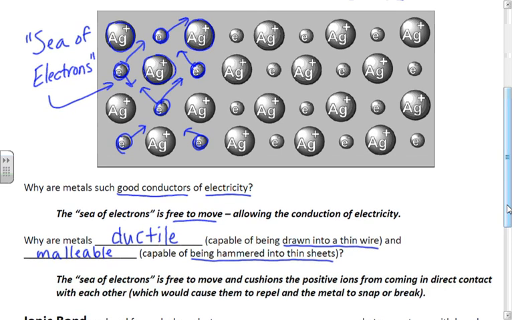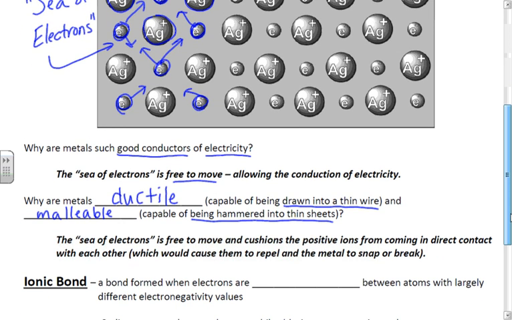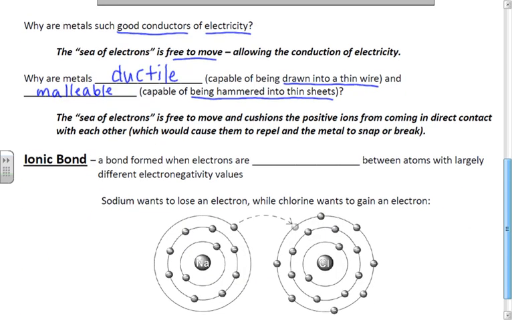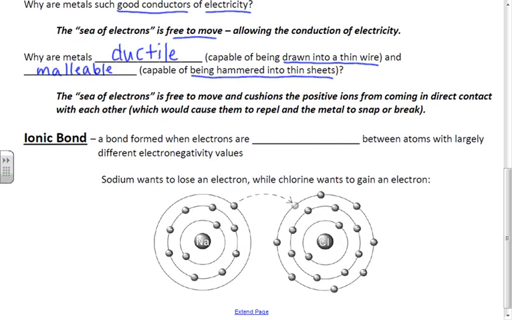It's all about opposite charges. We want the opposite charges to be attracting. If like charges come to contact, they're going to repel and it will break. Okay. That is metallic bonding. It only occurs with metals, those elements that we find to the left of our staircase on the periodic table.